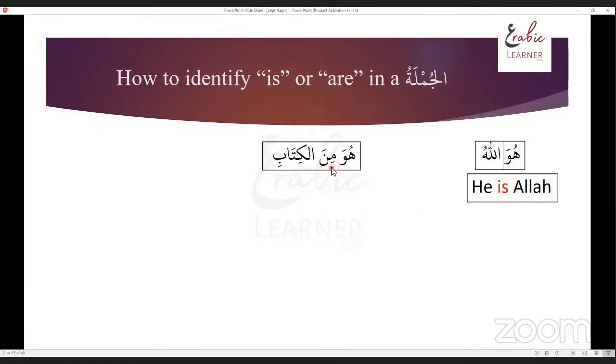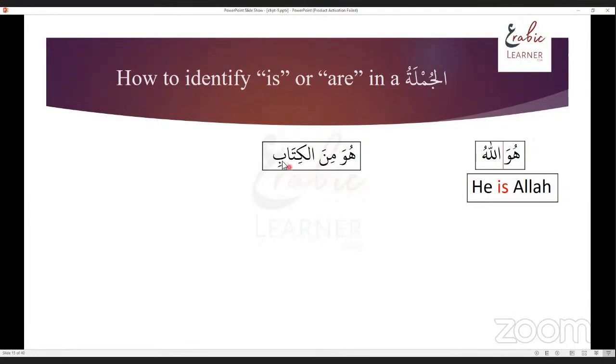Huwa minal kitabi. Huwa minal kitabi. Now here, is there any relationship? When you look into the sentence, is any relationship there or not? Is there any relationship here, brothers and sisters? Can anyone answer in the chat? Is there any relationship here? Yeah, sister, I'm explaining that only.